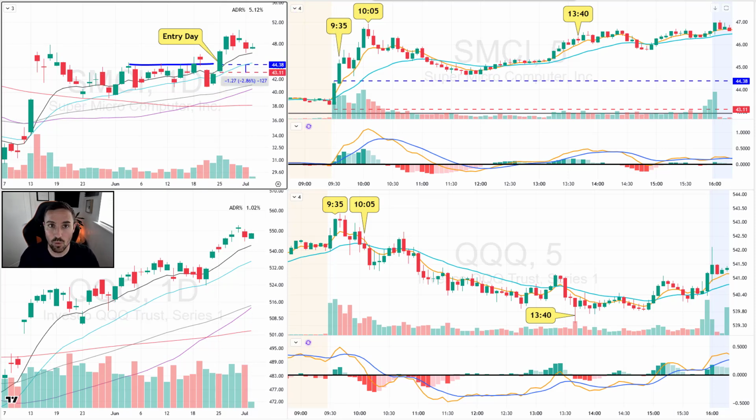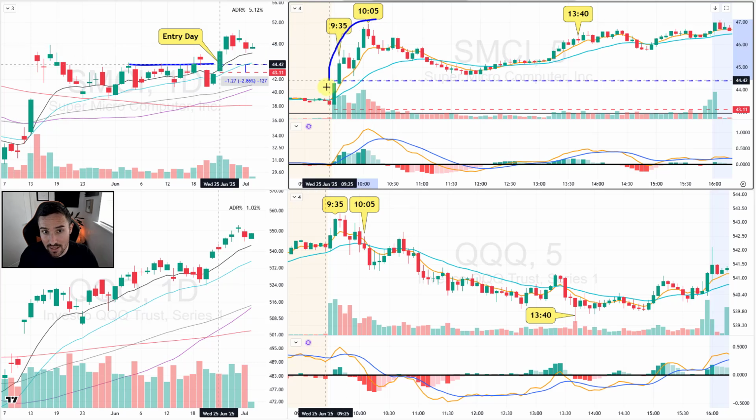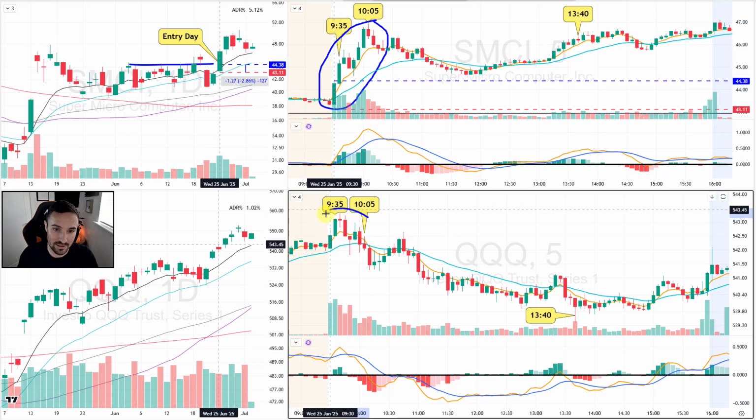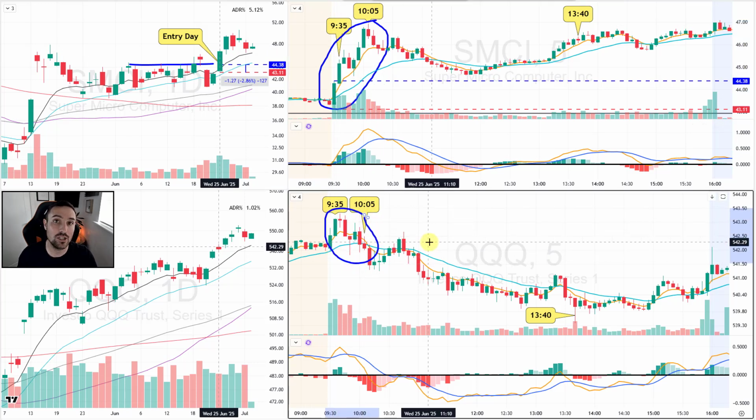Now, what we then see is SMCI is able to push. The period from 9:30 to 10:05 is a really important period here. So if you look at what SMCI is able to do during that period relative to the triple Qs during that period, what do you notice? Well, the triple Qs in essence pushes up for 15 minutes, then rolls over underneath session lows.